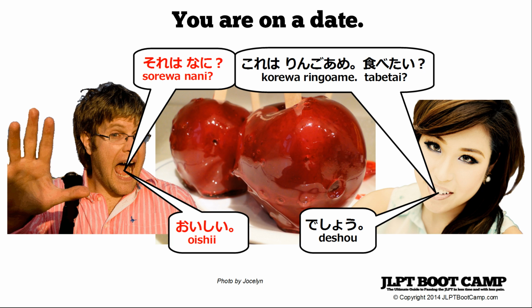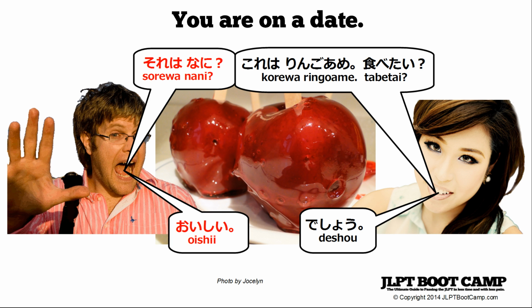She responds, "Kore wa ringo ame. Tabetai?" In English, this would be, this is apple candy. Ringo is apple, ame is candy. And she asks, "Tabetai?" which means, do you want to eat one? And you take a bite and you say, "Oishii," which is delicious. And she responds, "Desho," which is used in conversation to mean, isn't it? Isn't that right? It is delicious.